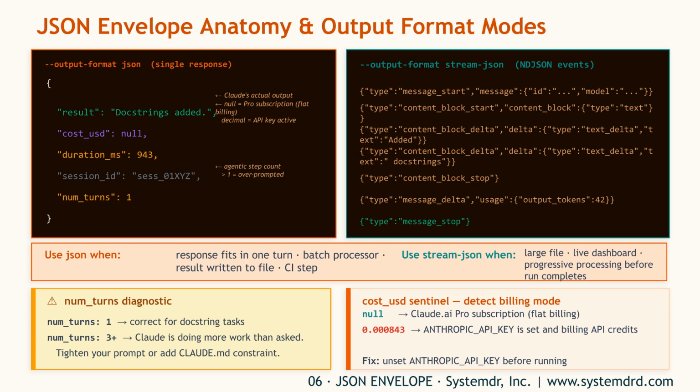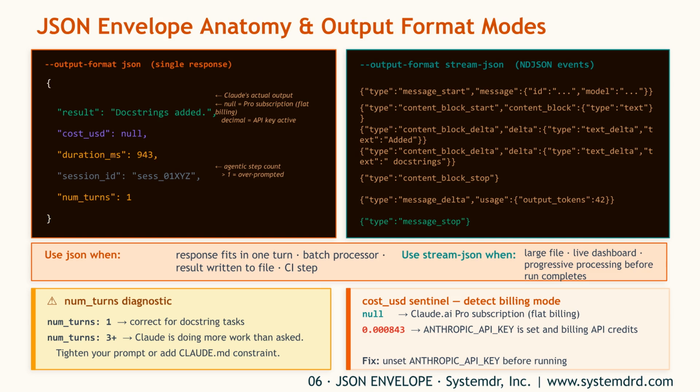Cost_USD, your billing sentinel. If you're using Claude.ai Pro subscription, which is the correct auth for modules 1 through 7, this field is always null. If you see a decimal number here, your ANTHROPIC_API_KEY environment variable is active and overriding Pro subscription billing. Run claude auth status immediately.